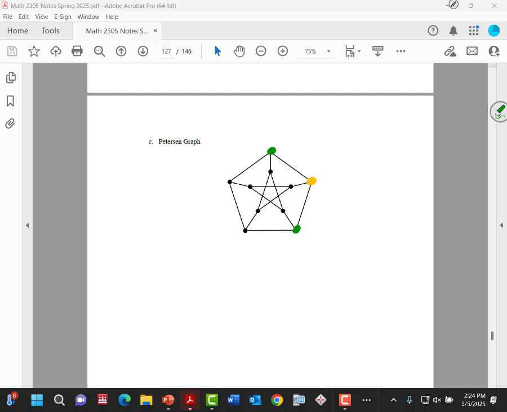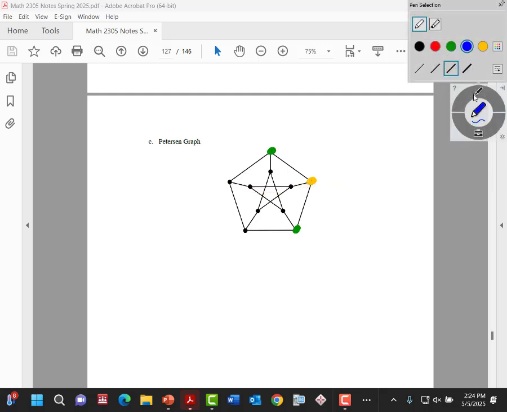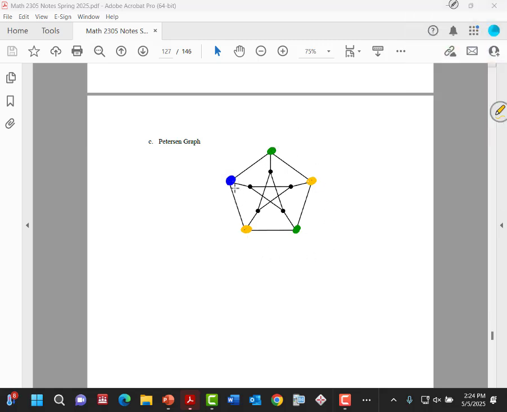So what about blue? Like so. And I'm going to color this one down here orange, because I can't color him green or blue. So notice at the moment I've colored the outer pentagon and no two colors are touching each other. Now, let's color the pentagram on the inside.